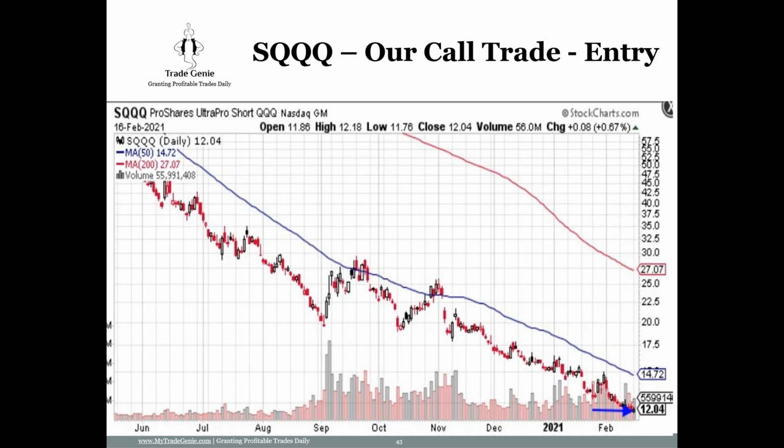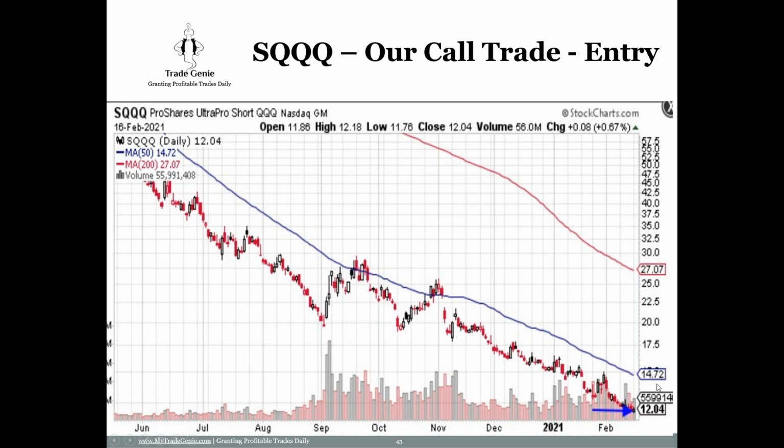So why choose SQQQ? Maybe look at the NASDAQ chart. Maybe the QQQ gapped down. Look at this day, 16th of February. On 16th of February, look at what happened in QQQ. QQQ gapped down. NASDAQ was about to go down. So if QQQ gaps down, instead of buying puts on QQQ, we bought the calls on SQQQ.